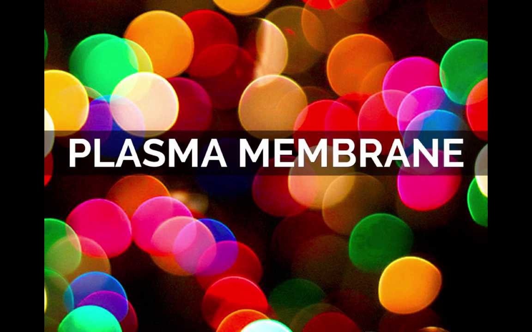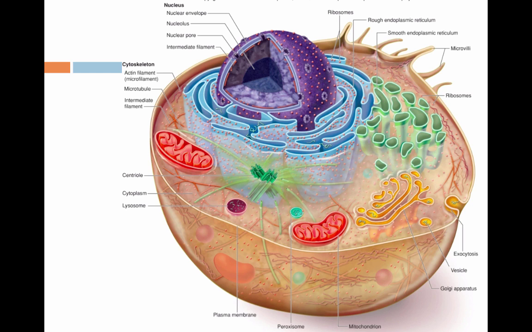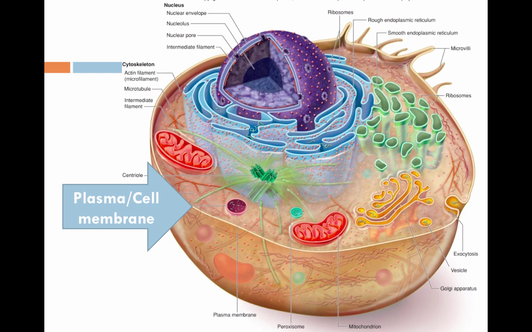This video is about the plasma membrane and ways that cells transport molecules into and out of the cell. This picture is showing you the plasma or cell membrane. The plasma membrane is found in all cells. Remember, it's one of the four things that is common between every single cell on Earth, a plasma or cell membrane. It is the outside boundary that separates the inside of the cell from the outside.